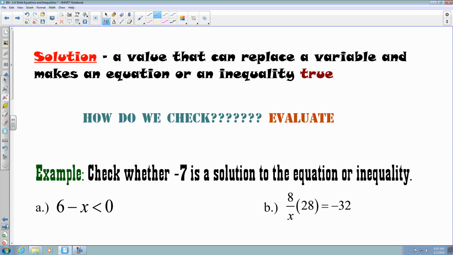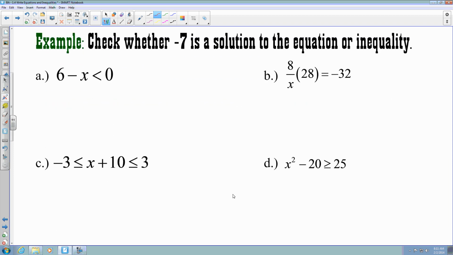The definition of solution is shown at the top. It's telling us that it's a value that can replace a variable and make an equation or inequality true. So how do we check? We evaluate. So we're going to be given these examples. You're going to tell whether negative 7 is a solution to the equation or the inequality. So what we're going to do is replace the variable x with our negative 7. So let's just solve accordingly.